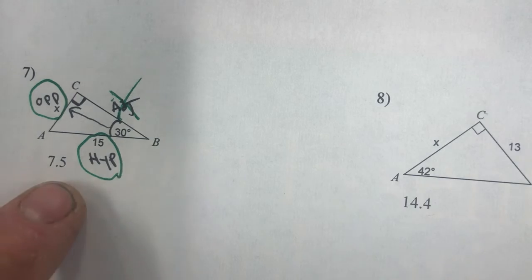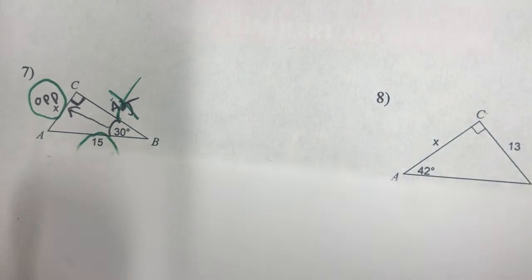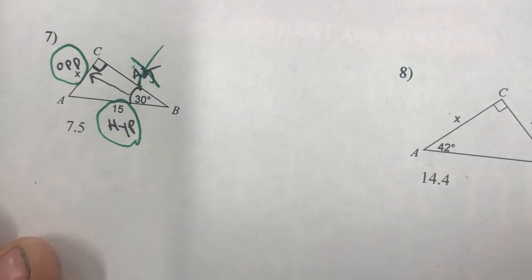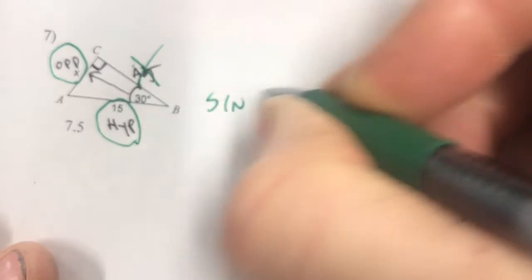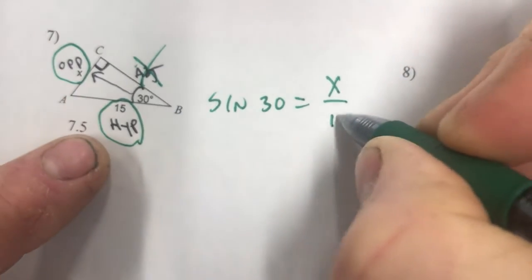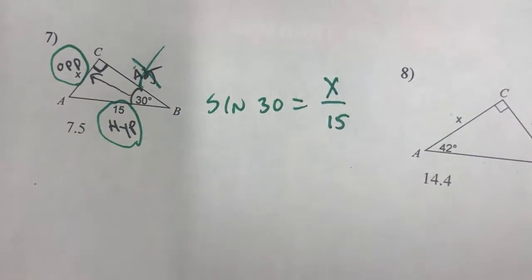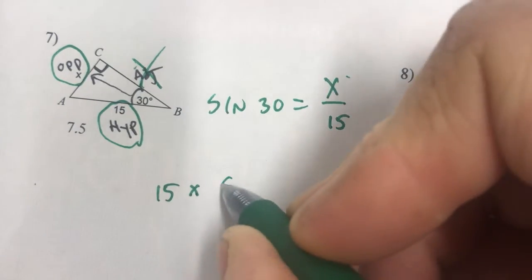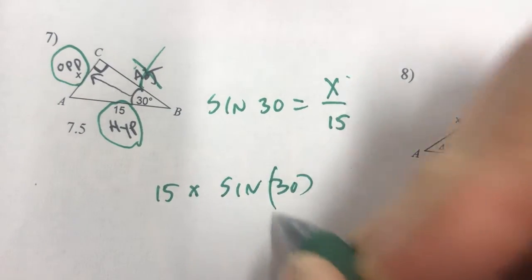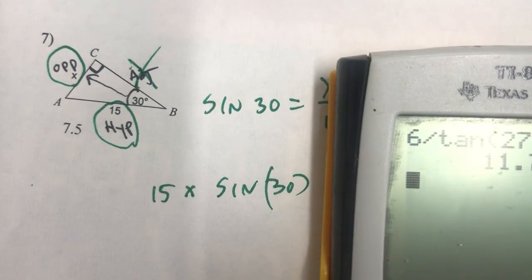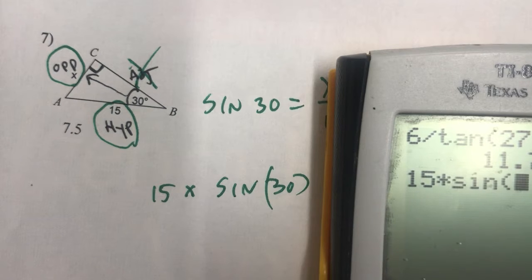This is opposite and hypotenuse, and opposite and hypotenuse is sine. So this is sine of my angle 30 equals the opposite, x, over the hypotenuse, 15. That's how we set it up. x is on top, which means I do 15 times sine 30. Okay, so type that in, 15 times sine 30.